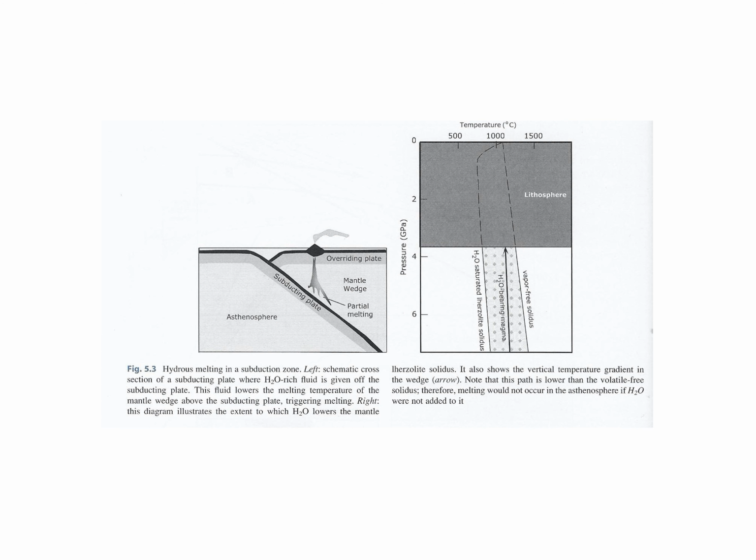Note that this path is lower than the volatile-free solidus, therefore melting would not occur in the asthenosphere if H2O were not added to it.